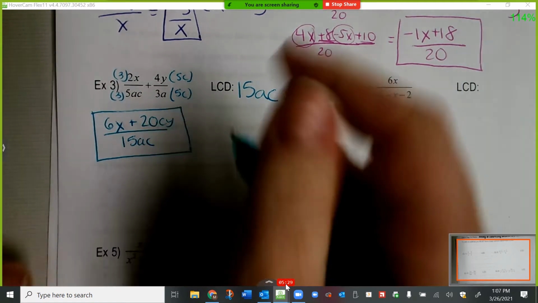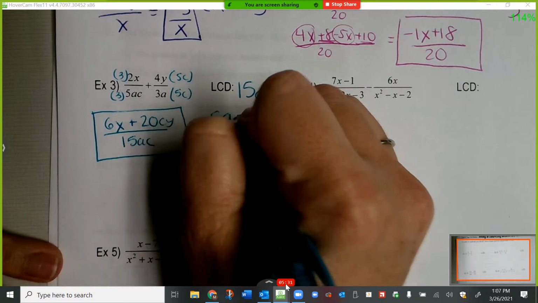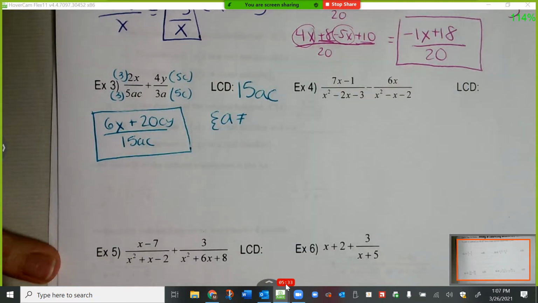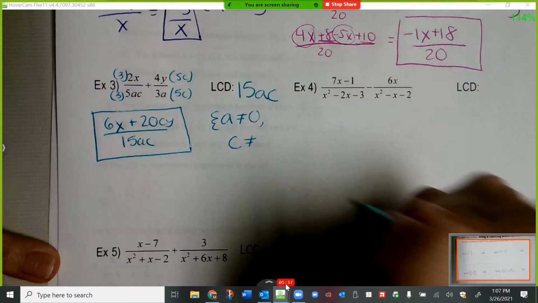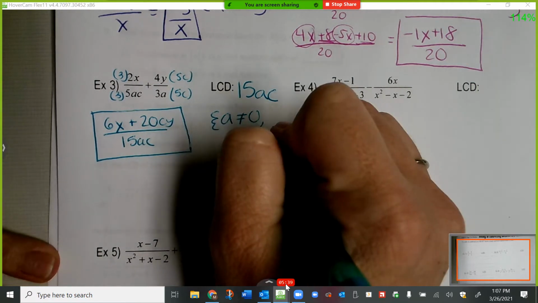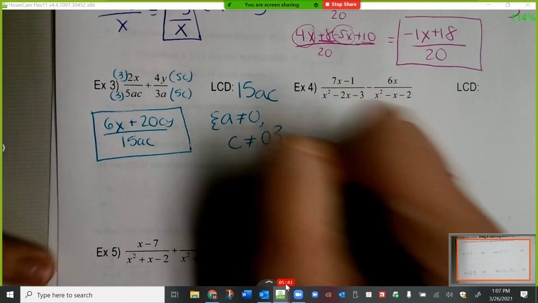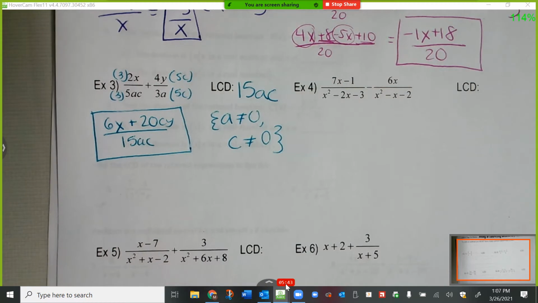Now, what can A not equal? 0. And what can C not equal? Because there's no plus and minus in the denominator, they just can't be 0. Because it's only multiplication down there, so it's just 0.